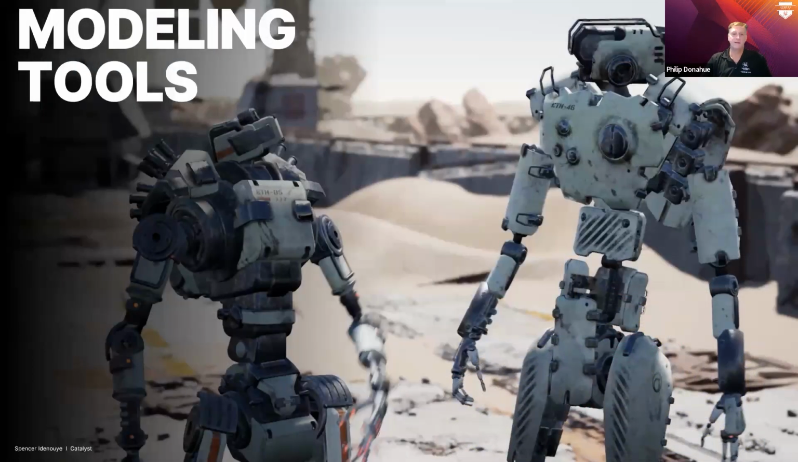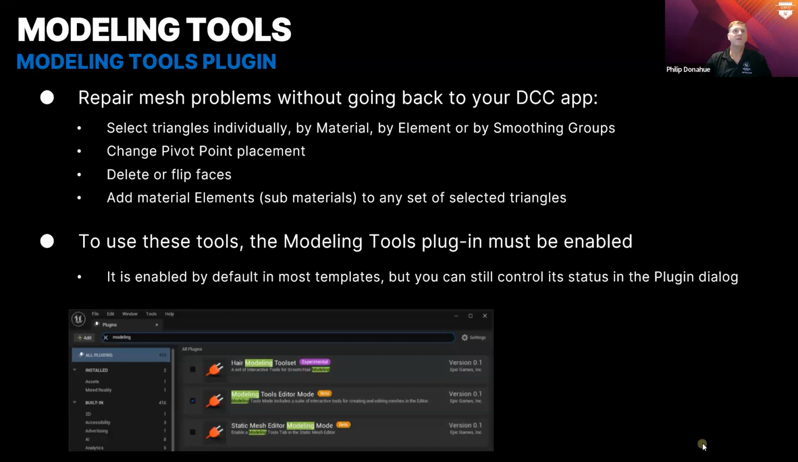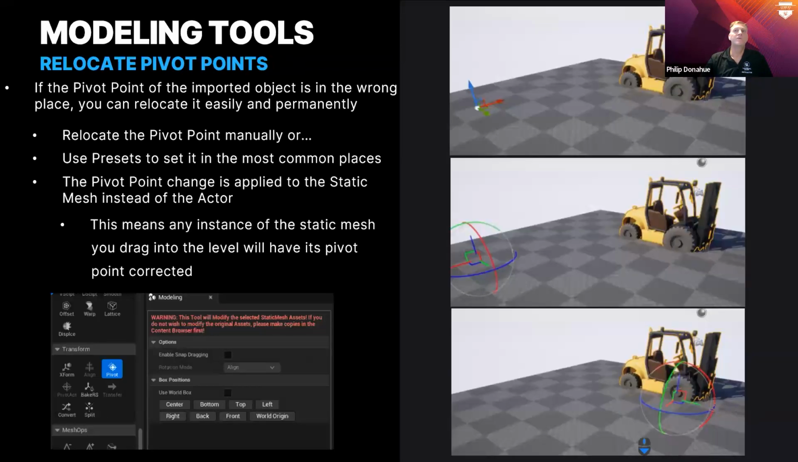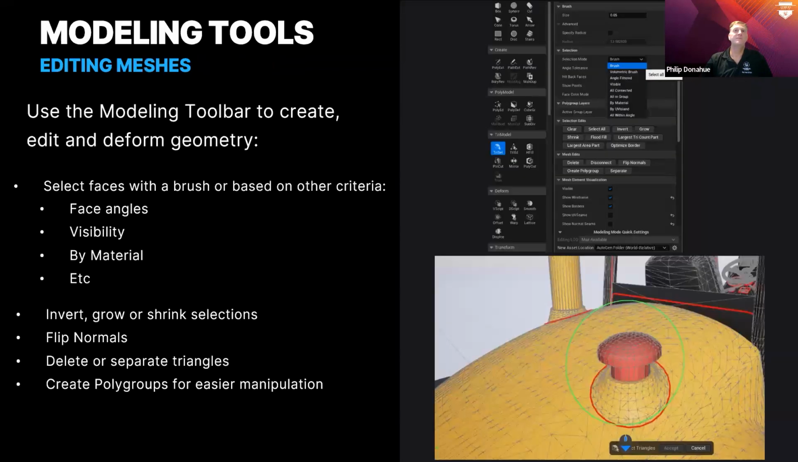So we'll go ahead and continue back to modeling tools. We talked already about these first couple of things here, setting it up, changing the pivot, and now we'll get into some of the other things we can do with modeling tools.